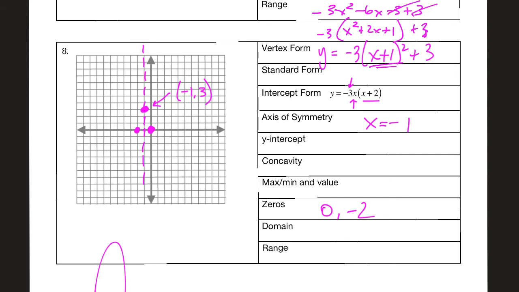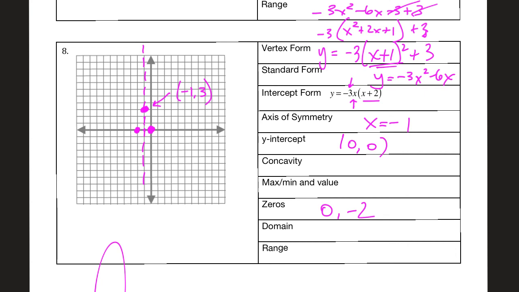So combining like terms, my standard form is going to be -3x squared minus 6x. What am I missing? The y-intercept, I can actually see that. It's at 0, 0.